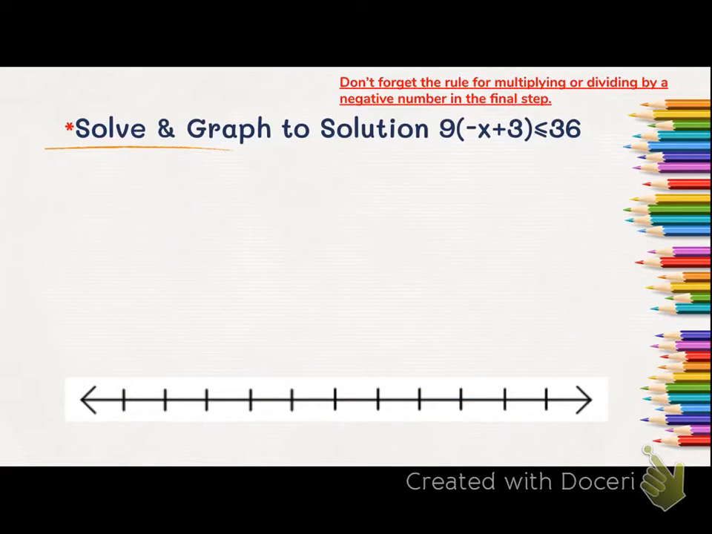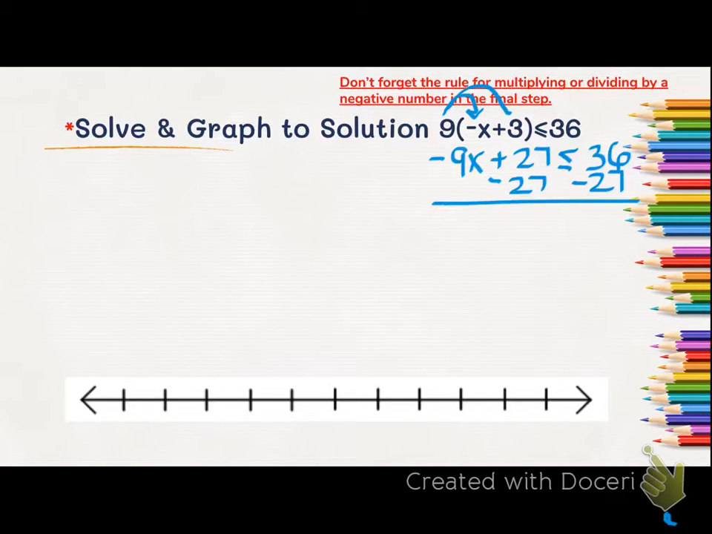The next one, we're going to use the distributive property. 9 times negative x is negative 9x. 9 times 3 is positive 27. We're going to bring down less than or equal to and 36. The next step is to get rid of the constant by subtracting 27 from both sides. When we subtract 27 from both sides, we're left with negative 9x is less than or equal to positive 9.